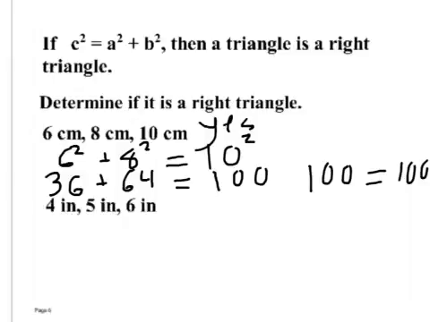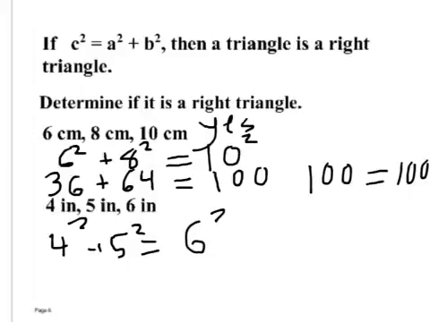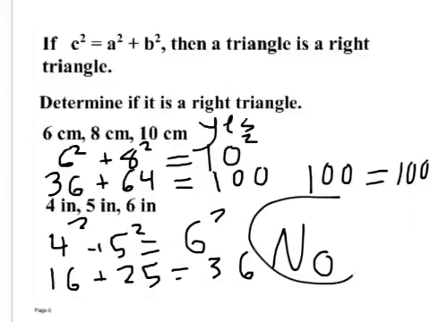I want you to see if 4, 5, and 6 makes a right triangle. Go. 4 squared plus 5 squared, we'll see if it equals 6 squared. 4 squared is 16, 5 squared is 25. 6 squared is 36. Does 16 plus 25 equal 36? It equals 41. No, it does not. So is this a right triangle? No.